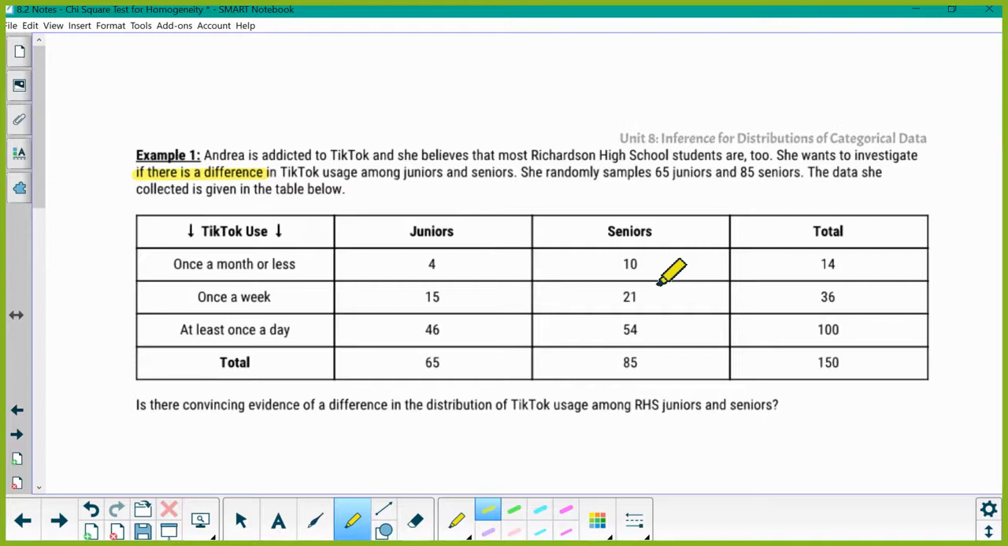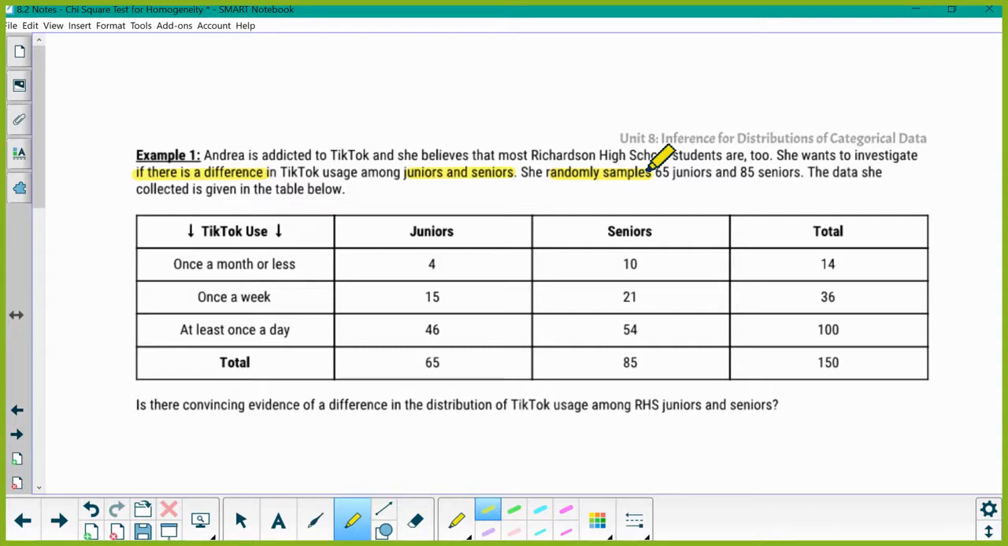I have a two-way table. I don't have just one row and multiple columns or one column and multiple rows. I have a two-way table. That already eliminates goodness of fit. Only other option is homogeneity. And she's trying to see it among juniors and seniors. She randomly samples 65 juniors and 85 seniors. The data she collected is given below.